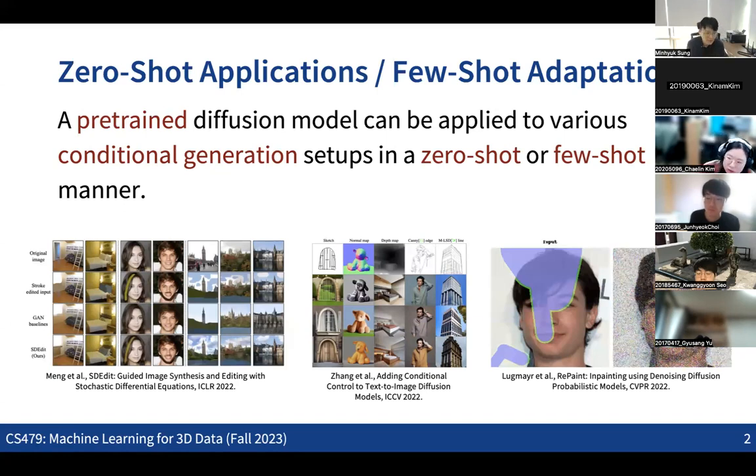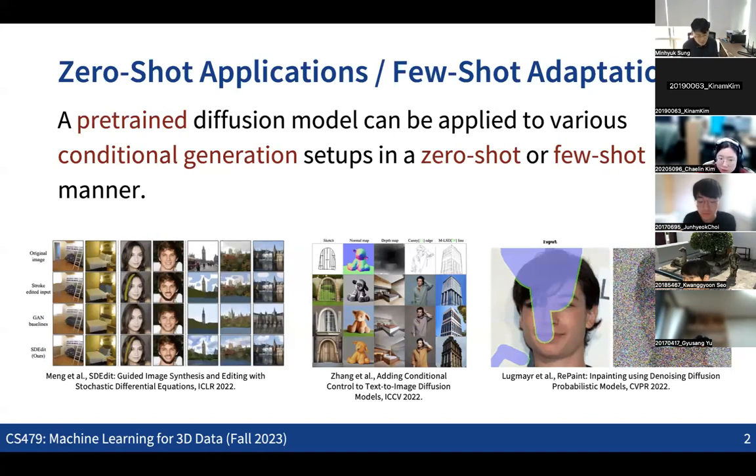For some kind of editing applications, the interesting thing is that pre-trained diffusion models, which are trained in an unconditioned way, can basically be directly applied to these conditional cases, even without fine-tuning the neural network, or fine-tuning with very few samples. So those are the zero-shot and few-shot adaptation cases.